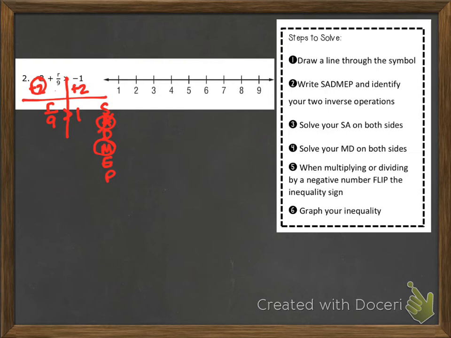Addition is done, so now I need to multiply. Multiply by 9 on both sides. 9 divided by 9 is R, and R is greater than 1 times 9, which is 9. So over here, I'm going to graph this inequality. It is greater than, which means it's an open circle at 9, and I'm shading to the right.